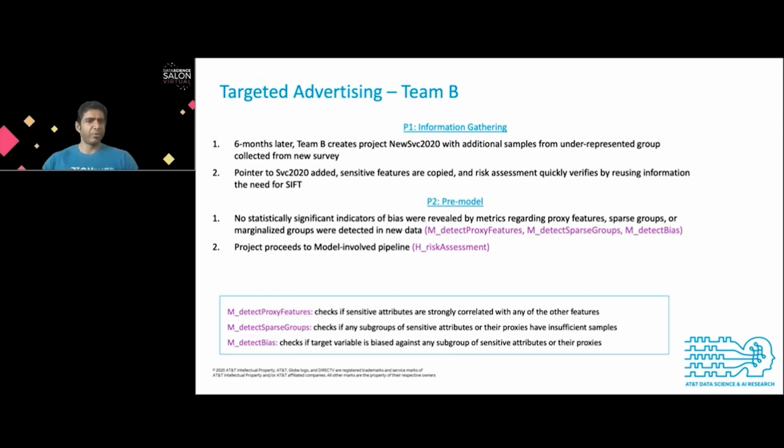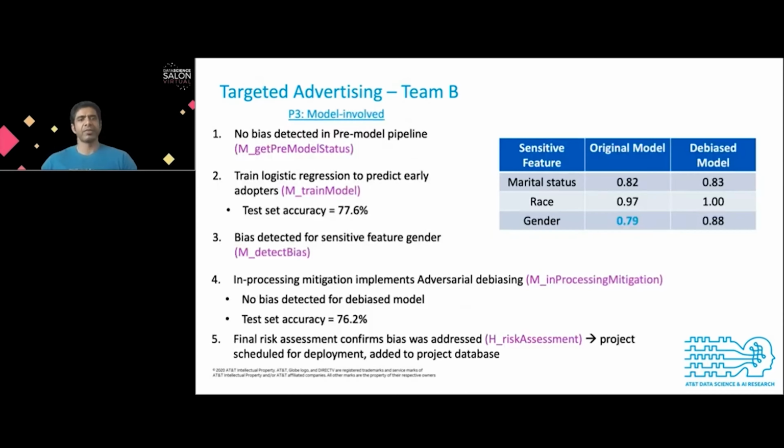In-model involved, no bias detected in pre-model. And then the actual model is trained, after a train test split, the information for which is also stored. The test set accuracy is 77.6%, but then one sensitive feature shows bias.